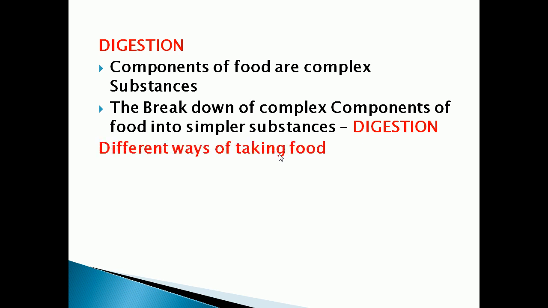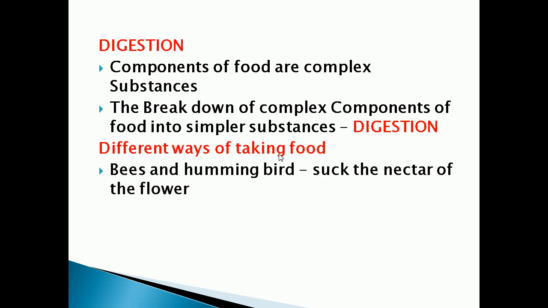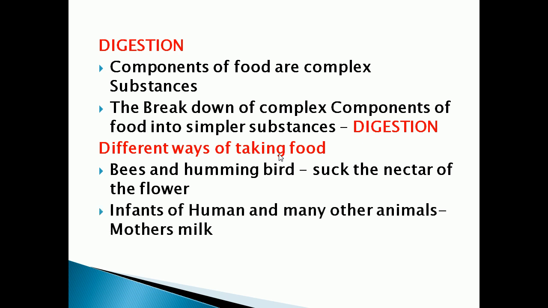Now, different ways of taking food. The mode of taking food into the body varies in different organisms. Let us see the different ways of taking food by certain organisms. Bees and hummingbirds suck the nectar of the flower, through which they take their food. Next, infants of humans and many other animals feed on mother's milk.